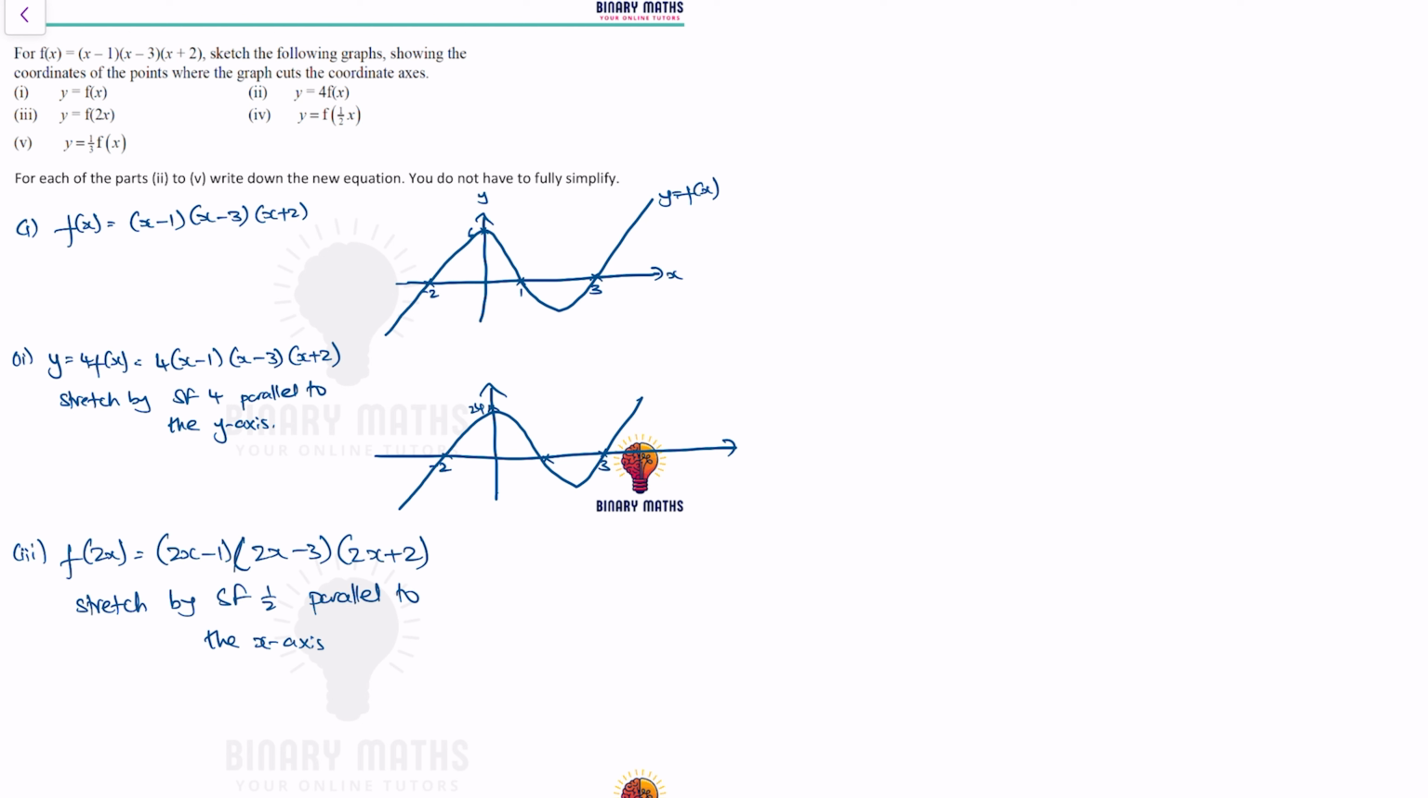Which means now, if I think about the roots, so this is y, x. The roots will now divide by 2. So instead of going through 1, it's going to go through a half. Instead of going through 3, it'll go through 3 over 2. Minus 2 divided by 2 is minus 1, so it'll go through minus 1. The y-intercept will remain unchanged, so it still goes through 6. So it'll look like so.